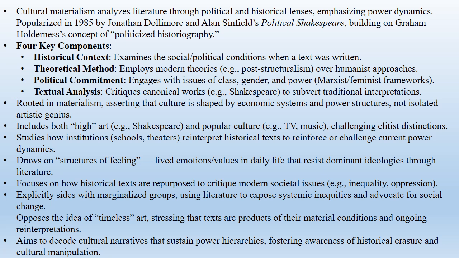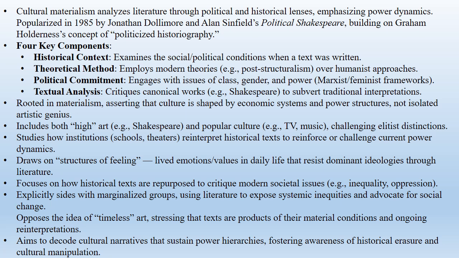The term cultural materialism became widely used in 1985 when Jonathan Dollimore and Alan Sinfield used it in their book Political Shakespeare. They explained that cultural materialism has four key parts. First, historical context. Historical context looks at the time and events when a text was written, such as social struggles or political issues, rather than seeing the work as timeless or universal.